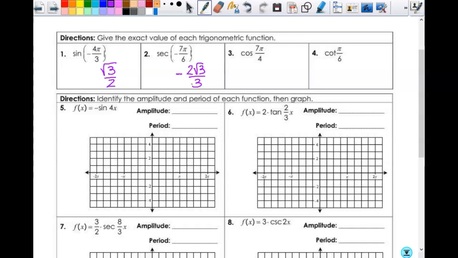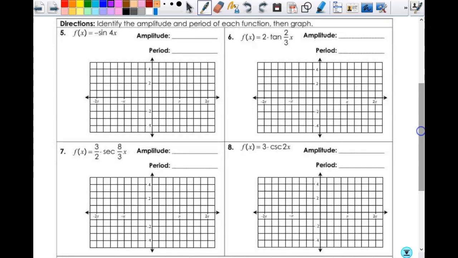Cosine of 7 pi fourths is in the fourth quadrant. Cosine's positive in the fourth quadrant, so it's square root of 2 over 2. Cotangent of pi 6, it's in the first quadrant, so it's positive. The tangent of pi 6 is the square root of 3 over 3. The reciprocal is the square root of 3.